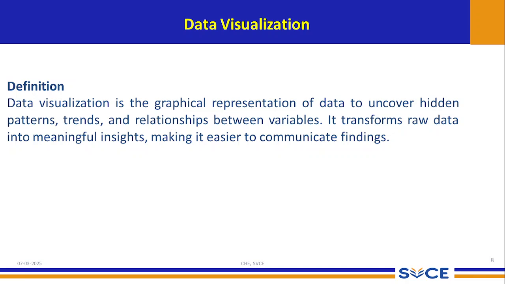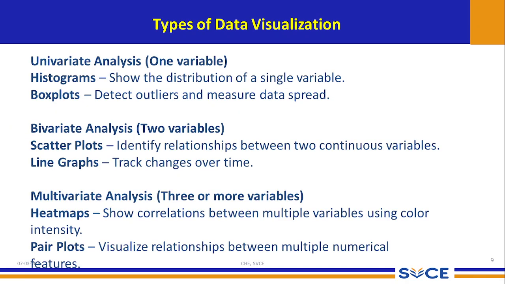Okay, so we'll move to the next slide now. Types of data visualization. There are three types: univariate analysis, bivariate analysis, and multivariate analysis. Univariate means only a single variable. Bivariate means two variables. Multivariate means three or more variables.